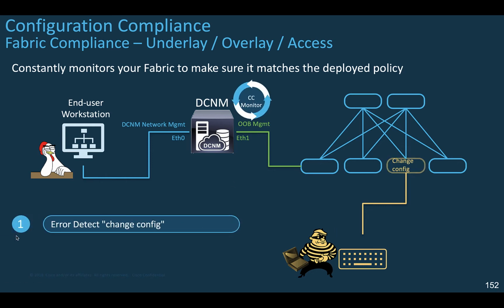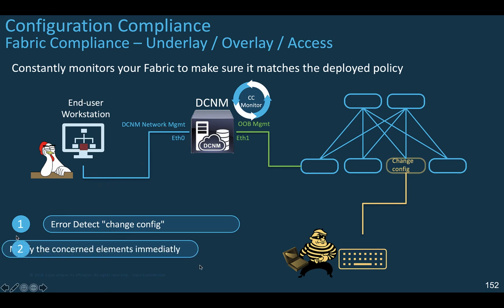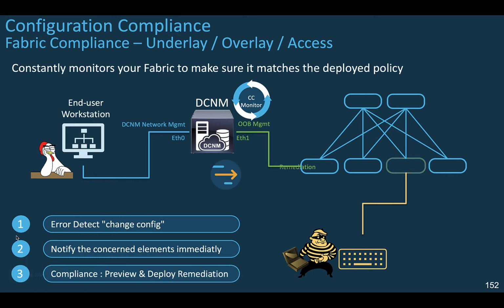Consequently, if an out of compliance condition is detected in the underlay, the overlay, or the access layer, the system will alert and build a diff set to restore the compliance with the current policy settings when you want. You can see immediately the alarm for the concerned node in red. You can review the differences and deploy the remediations when you want to.